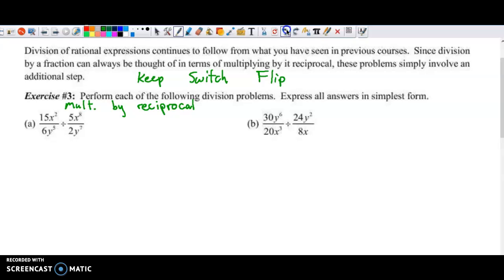Maybe while I'm at it, I can also factor. Like 15 is the same thing as 3 times 5 with 2 x's. 6 is 2 times 3 with 5 y's. Hopefully I'm reading that correctly. And you switch that division to be a multiplication, and so what was on the bottom now is on top.